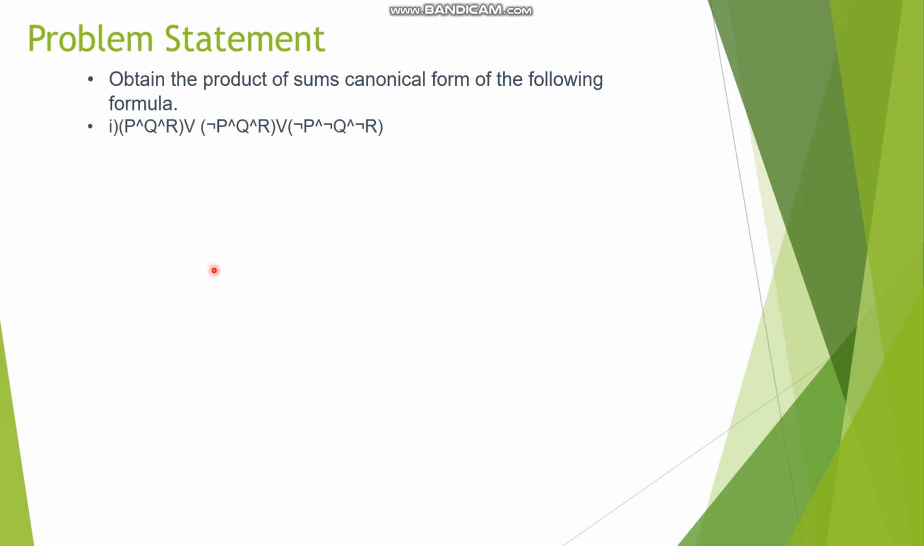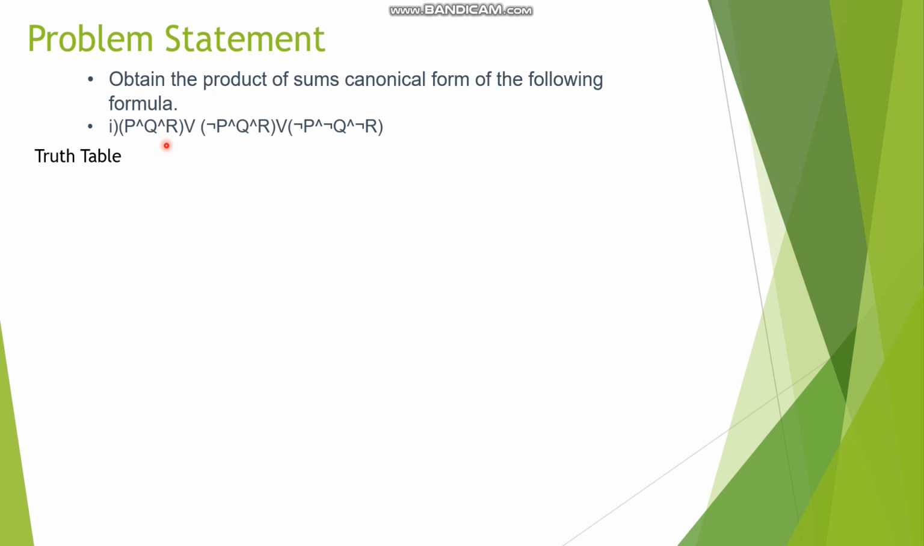Let's move toward today's main problem statement. Our main problem statement is to obtain the product of sum canonical form of the following formula. Our statement is: P conjunction Q conjunction R, bracket, disjunction negation P conjunction Q conjunction R, disjunction negation P conjunction Q conjunction negation R.